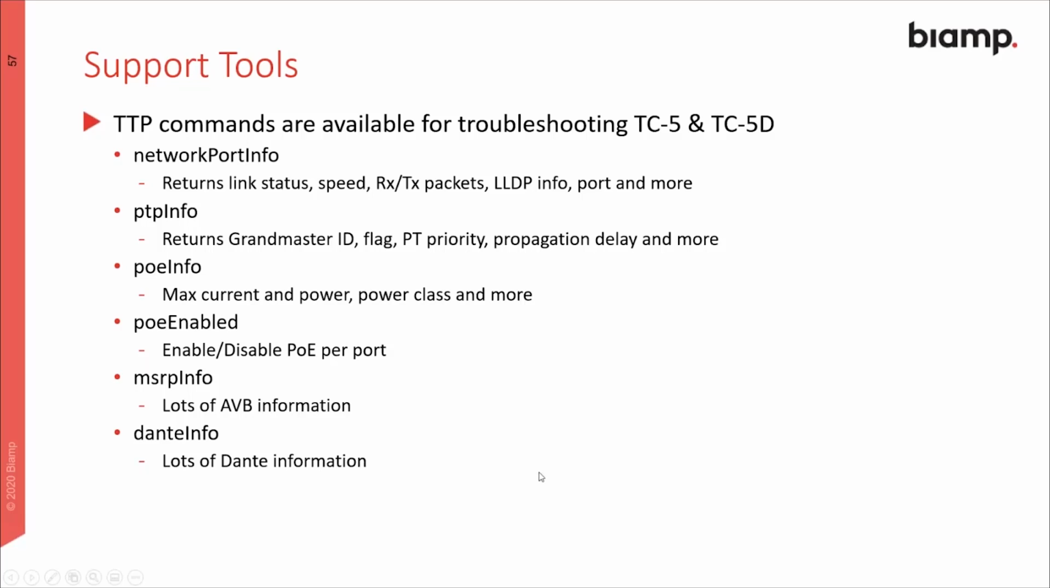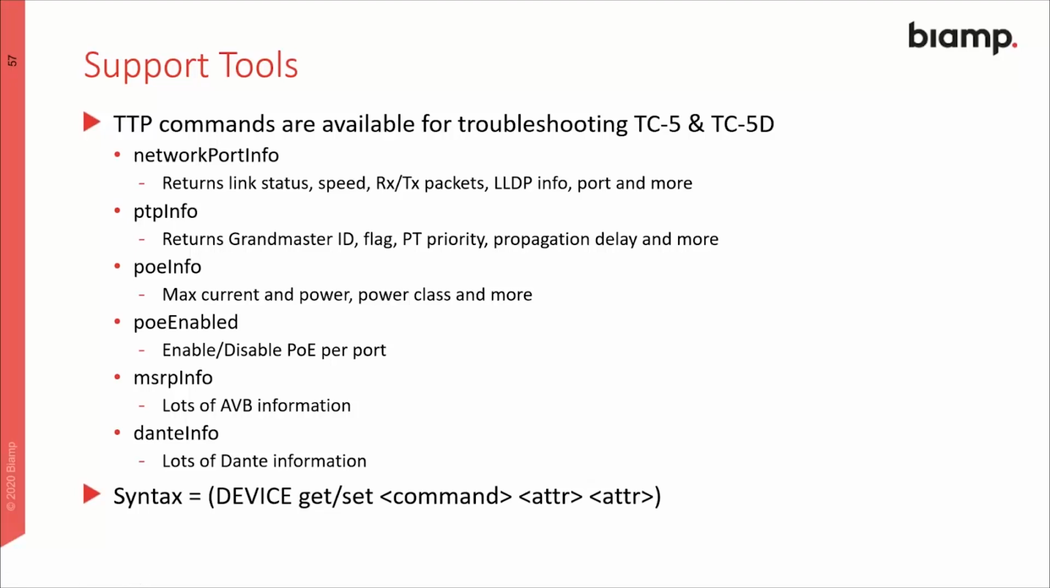And of course you can get the AVB information via MSRP info. You can get Dante information. So this is great for troubleshooting, especially if it's part of a larger network, to see what's going on if there's any problems with the audio streams.